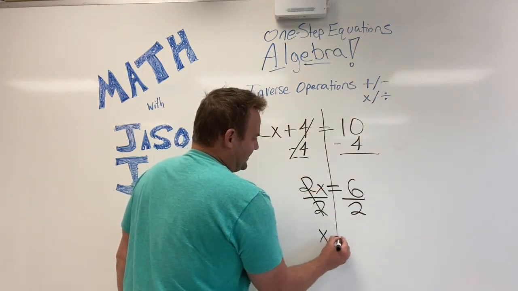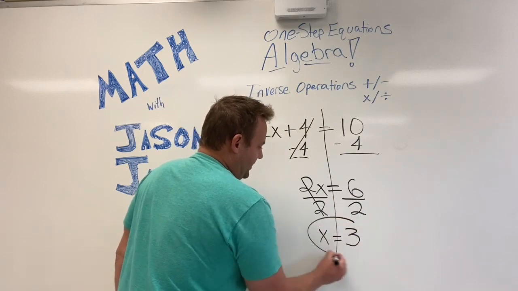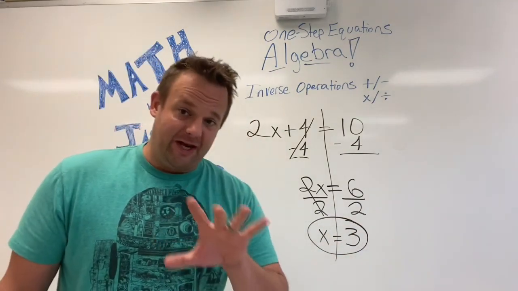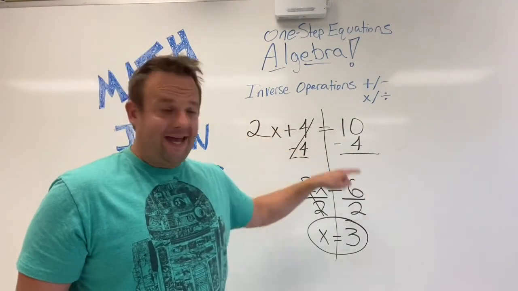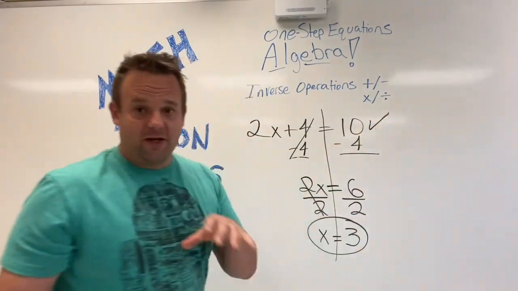And now I have x equals 3. X equals 3, and that's checked to make sure it works. 2 times 3 is 6, plus 4 is 10. That checks out. You want to do another one?